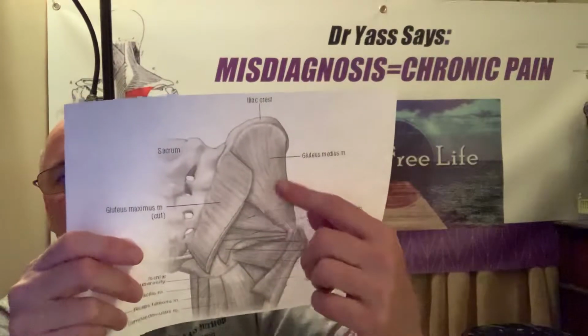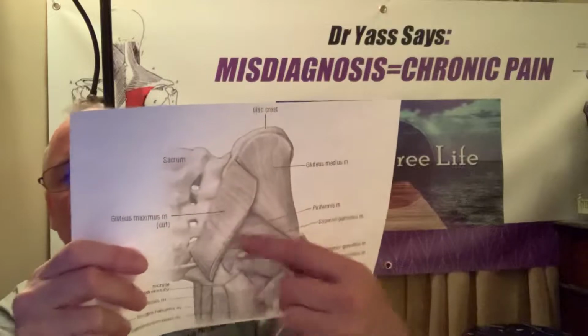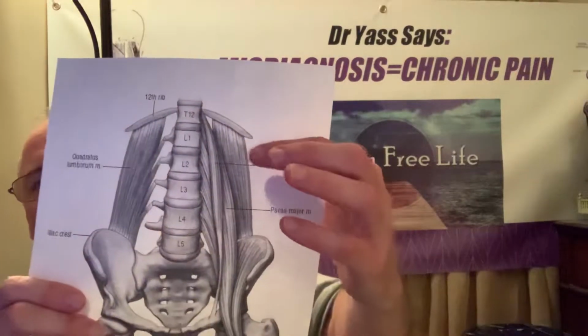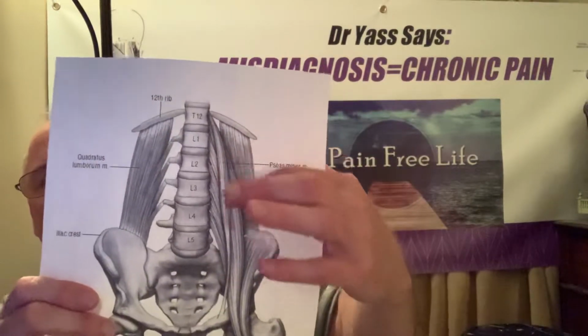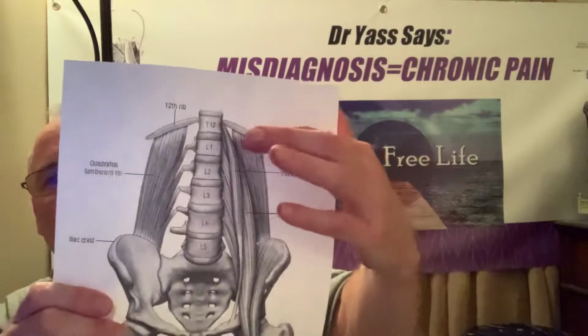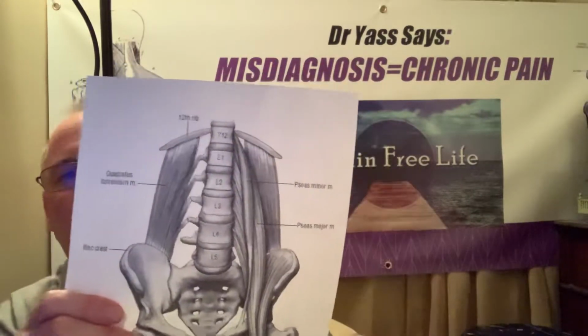in the gluteal region, the gluteus medius, the piriformis, which is most apt to be creating pain in the gluteal region. And in the lumbar region, we have the quadratus lumborum and the psoas muscles. Those are the primary muscles that run through the lumbar or lower back region that can cause pain.